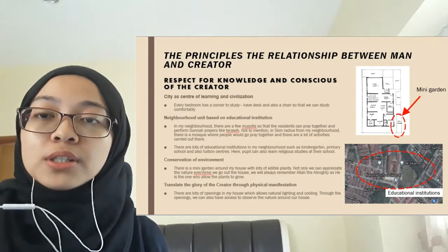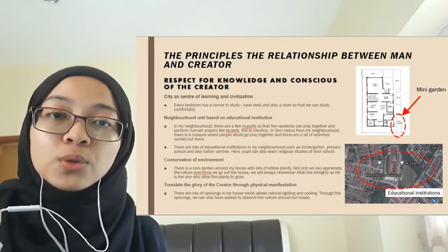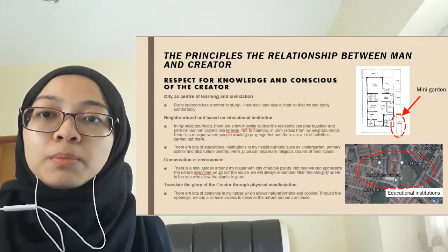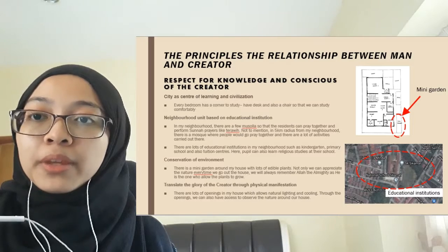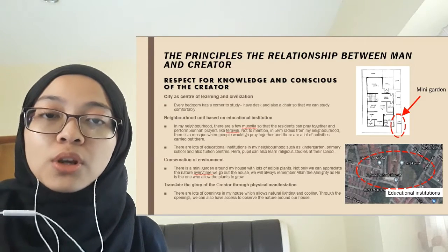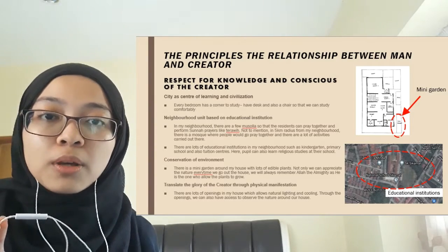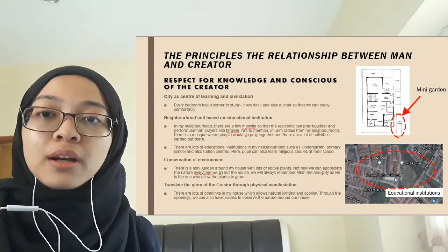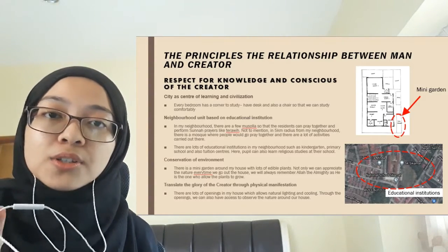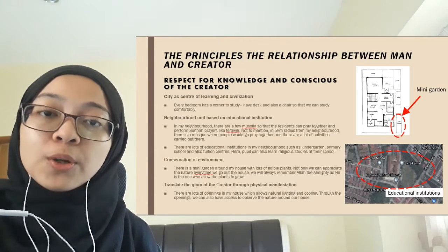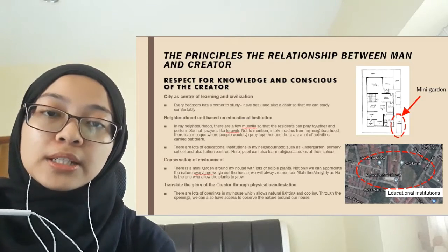There are lots of educational institutions in my neighborhood, like kindergarten, primary school, and also tuition centers. People can also learn religious studies there, like KAFA, for example. There is a mini garden around my house with lots of edible plants. Not only can we appreciate nature every time we go out of the house, but we can always remember that Allah is the one who allowed the plants to grow. There are also lots of openings in my house that allow natural lighting and cooling, and through the openings, we can observe the nature around our house.